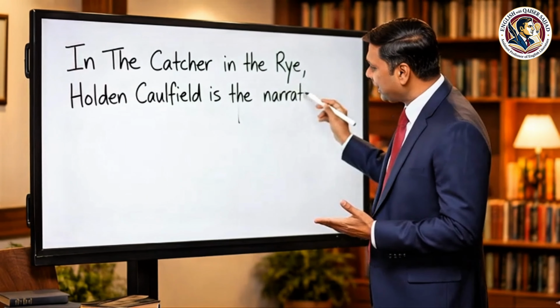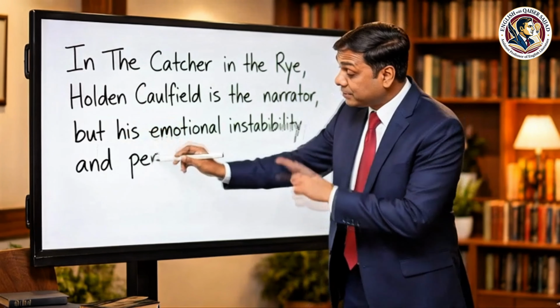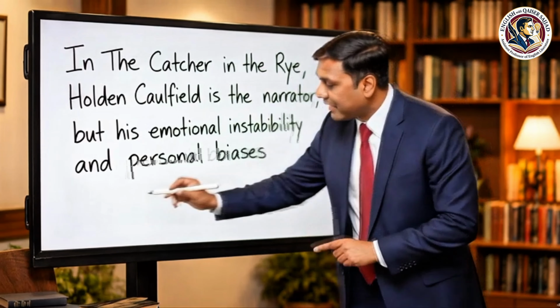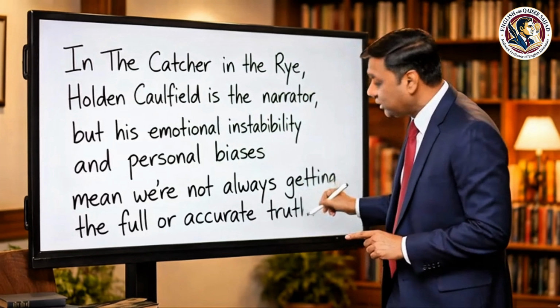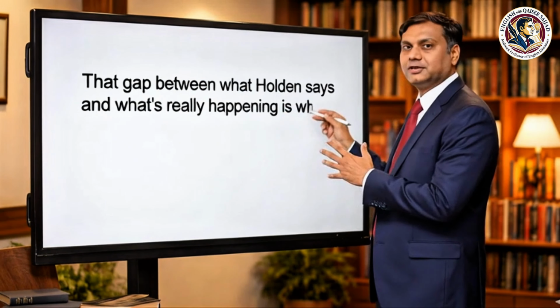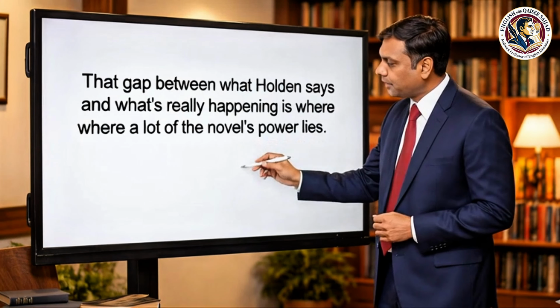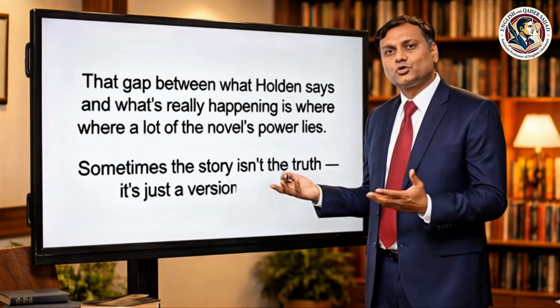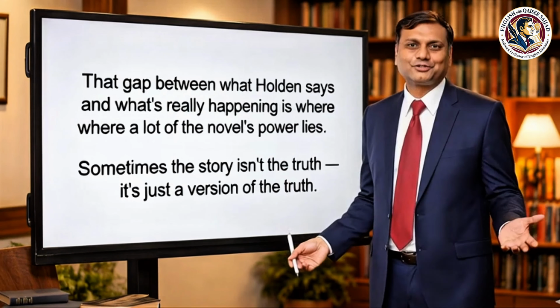In The Catcher in the Rye, Holden Caulfield is the narrator, but his emotional instability and personal biases mean we're not always getting the full or accurate truth. That gap between what Holden says and what's really happening is where a lot of the novel's power lies. Sometimes the story isn't the truth, it's just a version of the truth.